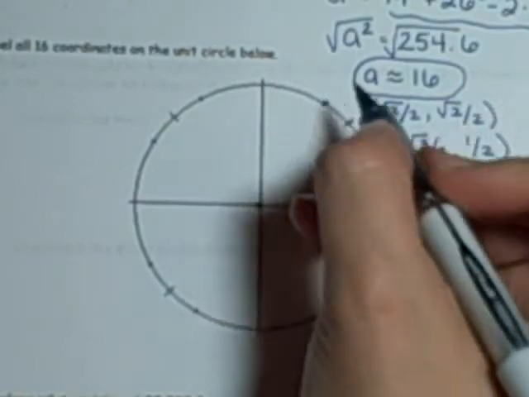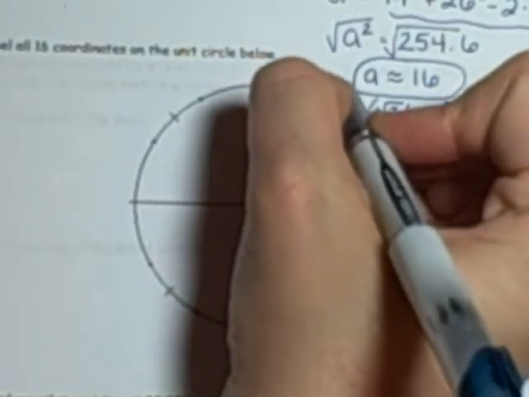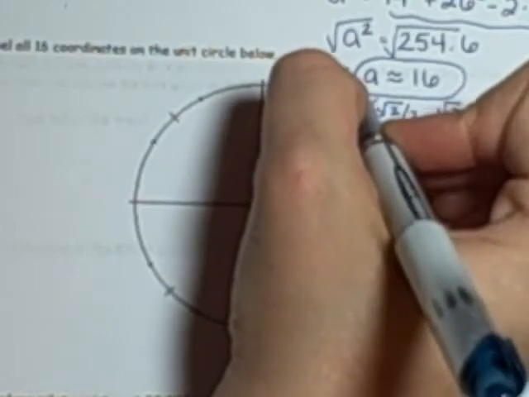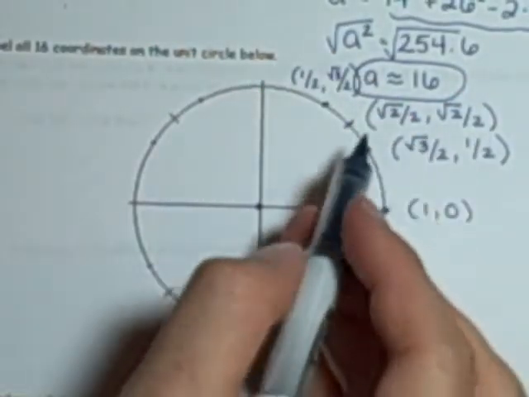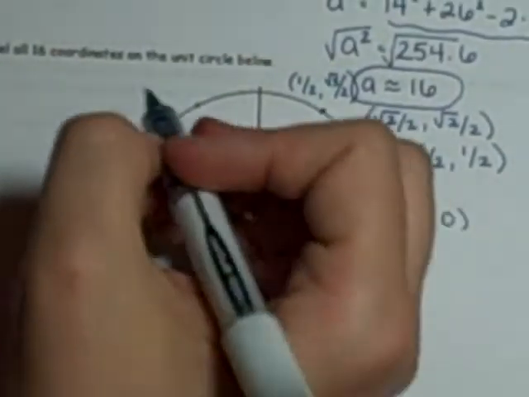And then at 60 degrees up here, it's 1/2 and square root of 3 over 2. Basically, it's reversed from the 30 degrees. Okay, so those are the coordinates in the first quadrant. And then remember, you can transfer those all the way around the circle.